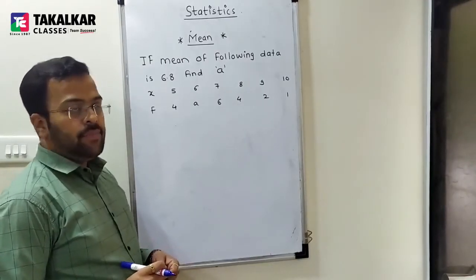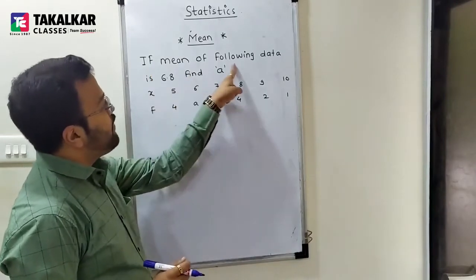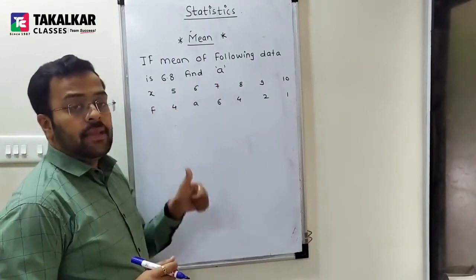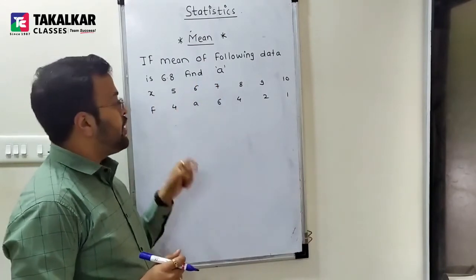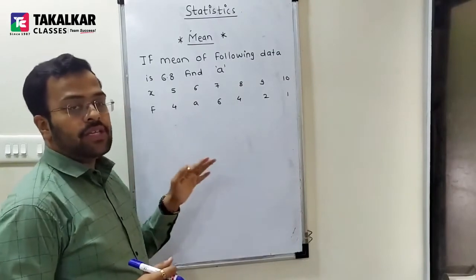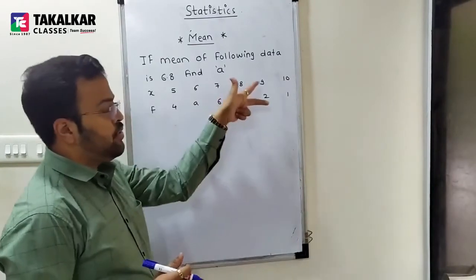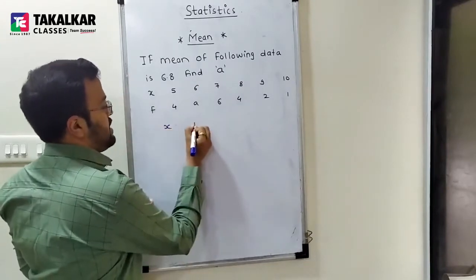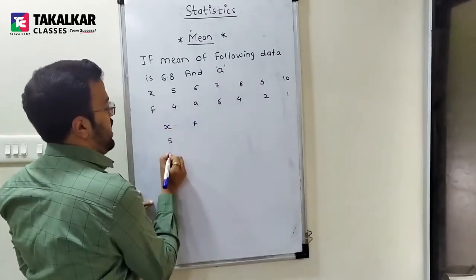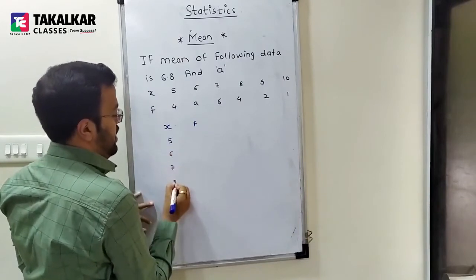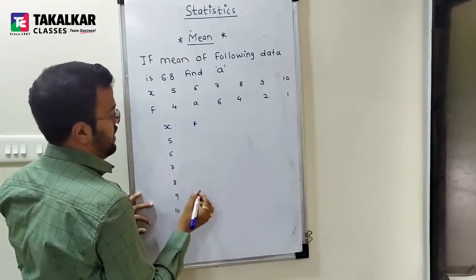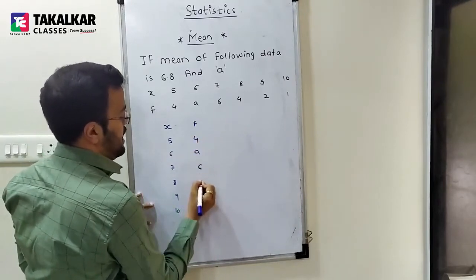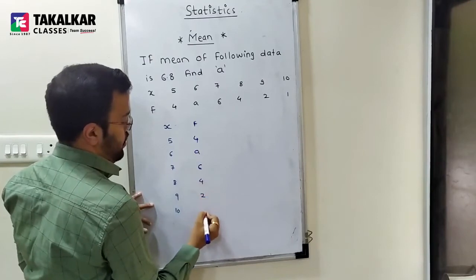Now, the next sum: the mean of the following data is 6.8. Find A. The mean is already given. What do you have to calculate? This A. So what is my first step? This is a horizontal table. I have to convert it into a vertical table. So first will be X, then F. X: 5, 6, 7, 8, 9, 10. Now, what is F? 4, A, 6, 4, 2, 1.